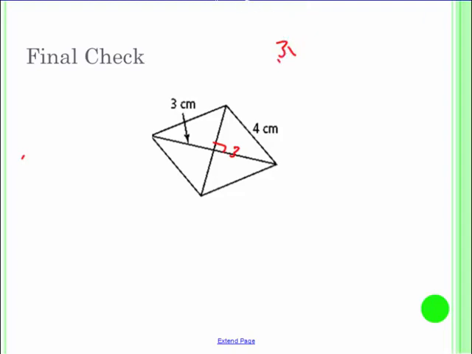3 squared plus x squared equals 4 squared. 16 minus 9 is 5. So x is the square root of 5.